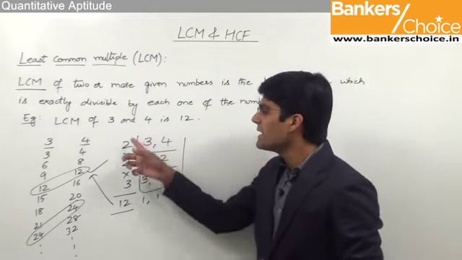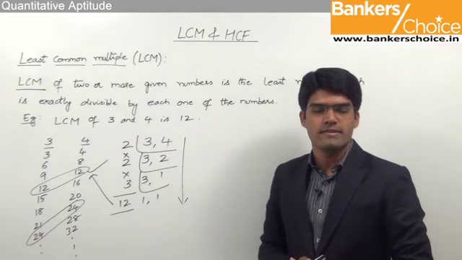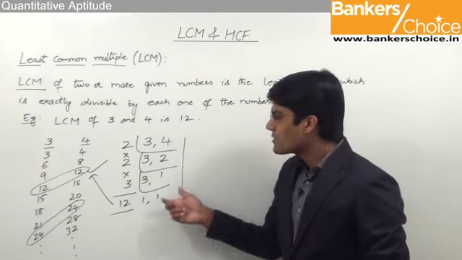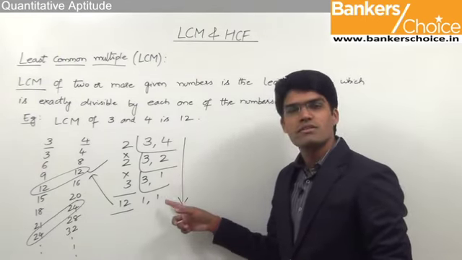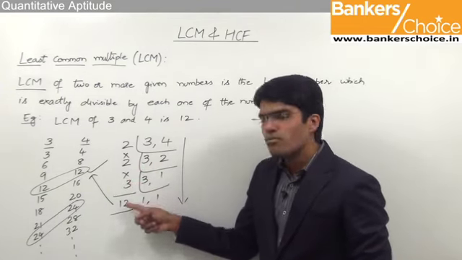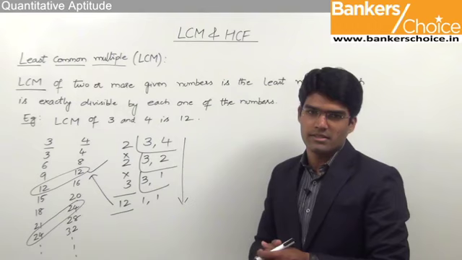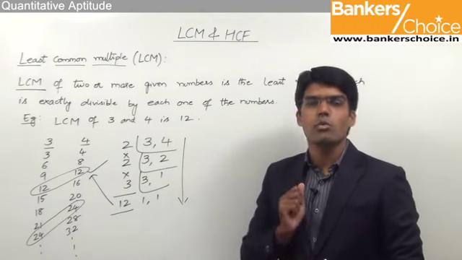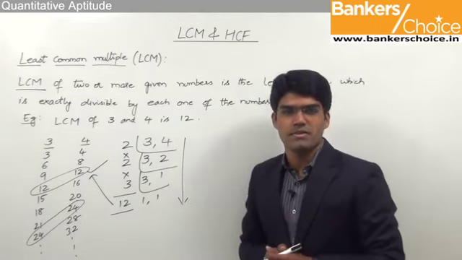Generally it is preferred that we take prime factors on the left hand side, and this procedure has to be continued till all the quotients are equal to 1, and then the LCM is nothing but the product of all the factors that we have obtained on the left hand side. Let us take one more example to understand this procedure.